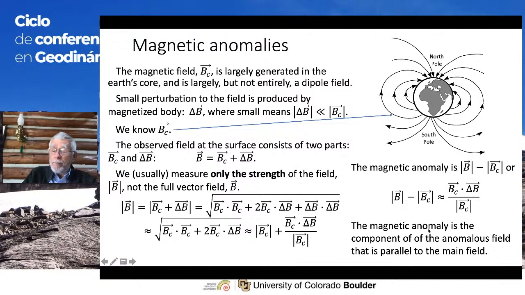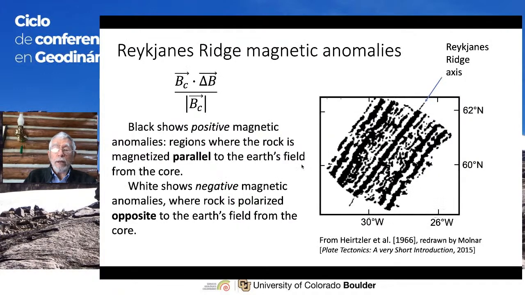And this is important. I'm not going to go into how this is important, but what this means is, for example, the magnetic anomalies over a mid-ocean ridge at high latitude point in one direction. If you go over an equatorial region, they actually point in the opposite direction. So if we go back to this, the black shows positive magnetic anomalies. These are regions where the rock is magnetized parallel to the Earth's field, the part that comes from the core, and the white shows negative magnetic anomalies where the rock is polarized opposite to the Earth's field. And so this is a recording of normal, reversed, normal, reversed, and so forth in here.